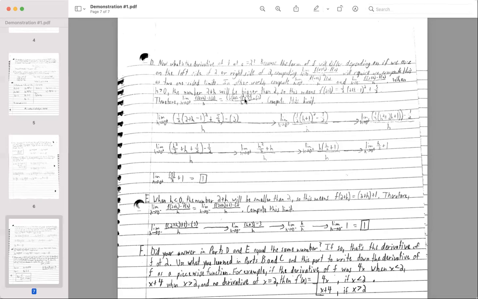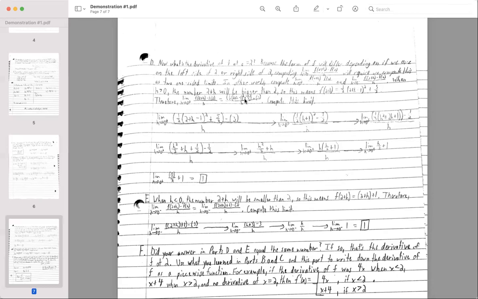So in other words, compute the limit as h approaches 0 from the right of f of 2 plus h minus f of 2 over h, and the limit as h approaches 0 from the left of f of 2 plus h minus f of 2 all over h. When h is greater than 0, the number 2 plus h will be bigger than 2.